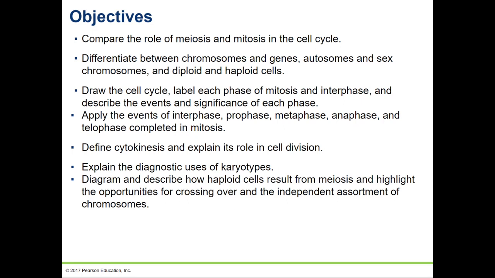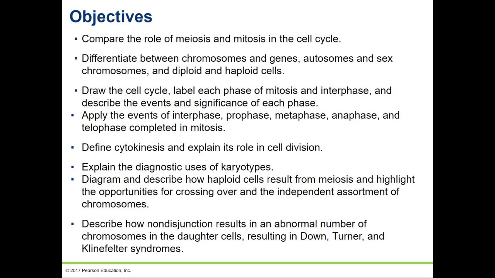Then, after the cells duplicate themselves, we also want to learn how meiosis creates haploid cells. In other words, cells with half of the genetic information. This would be our gametes, sperm and egg. And during the process of meiosis, we get opportunities for genetic diversity through events of crossing over and independent assortment of chromosomes. So we'll also look at how problems that can occur during meiosis, such as non-disjunction, can give us the wrong number of chromosomes.